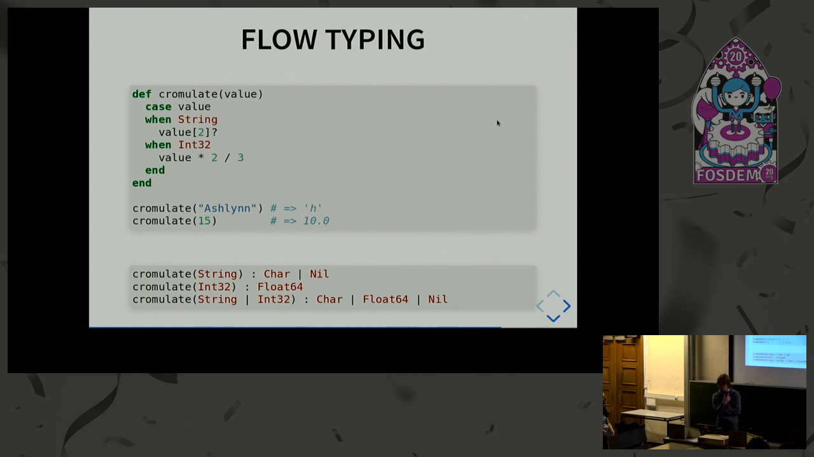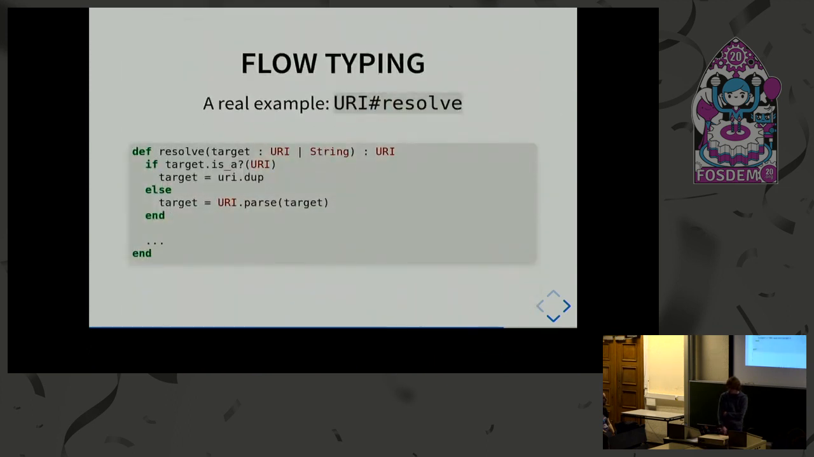So what I'm trying to demonstrate here, sorry, is that the value can take a different type depending on how you've restricted it. So obviously the indexing for the third value of value will not work if it's an int 32. So if you restrict value to a string, then obviously you can then do that indexing operation. And if you restrict to an int 32, you can multiply it by 2 and divide it. So here at the bottom, I've got the different instantiations of the cromulate function as well. Okay, near the end.